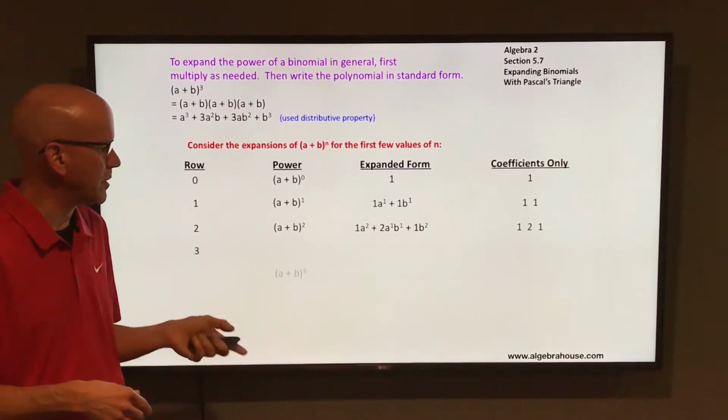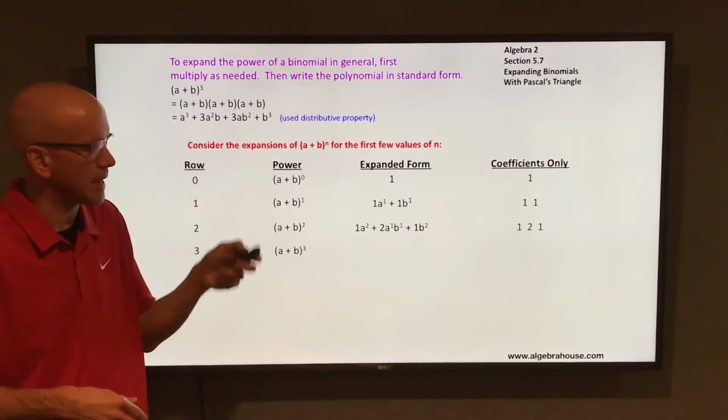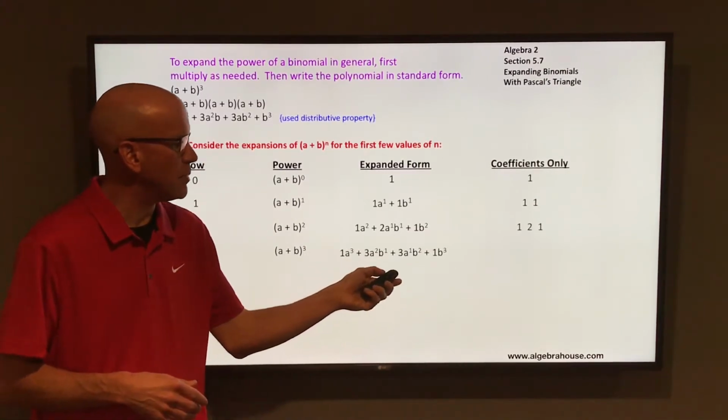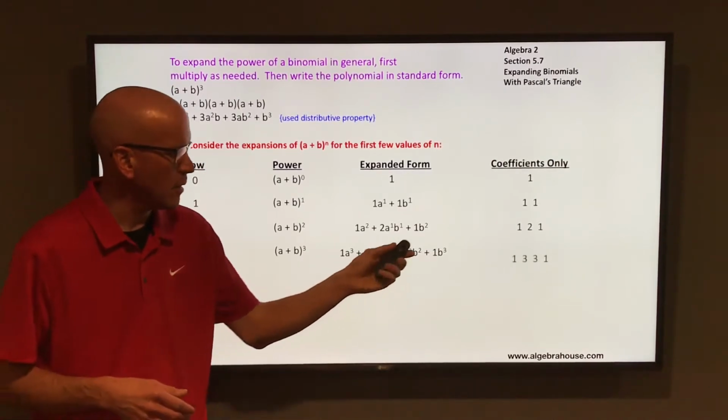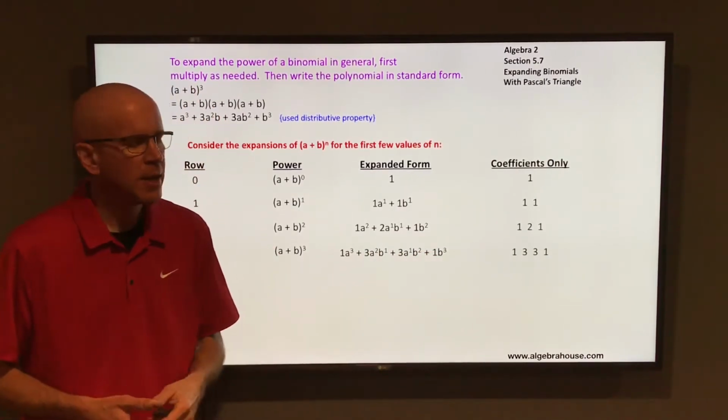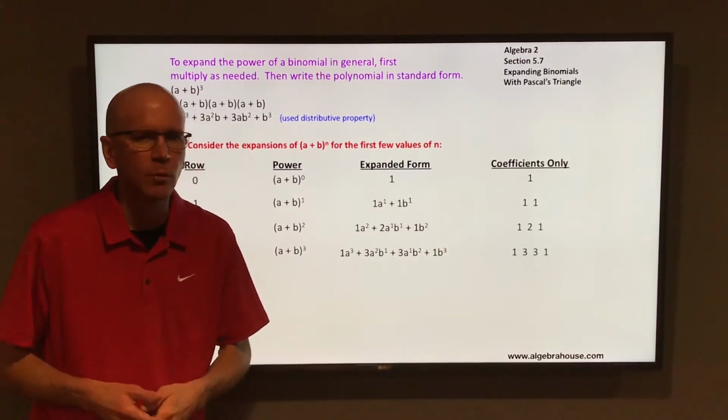If we take (a + b) to the third power, we already did that up here. That is a to the third plus 3a squared b plus 3ab squared plus b to the third. The coefficients on that are 1, 3, 3, and 1. You might start to see a pattern developing there with that triangle.